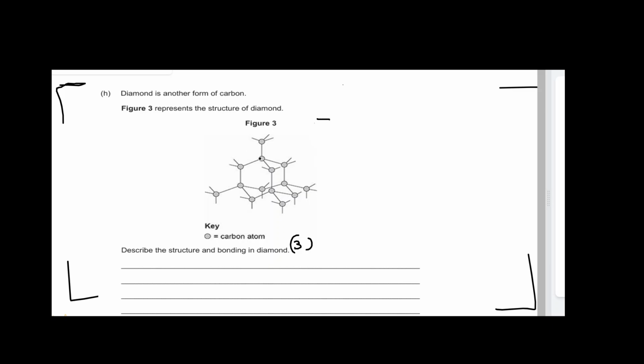Okay, so point number 1. If you look at the structure, because it says you want to describe the structure and the bonding, okay? So first we're going to get 1 mark from the structure. If I look at that structure, I would say that it has a giant structure. Diamond has a giant structure. Even if you said that it has a giant lattice structure, you would also be right, okay? So that's 1 mark straight away for talking about the structure.